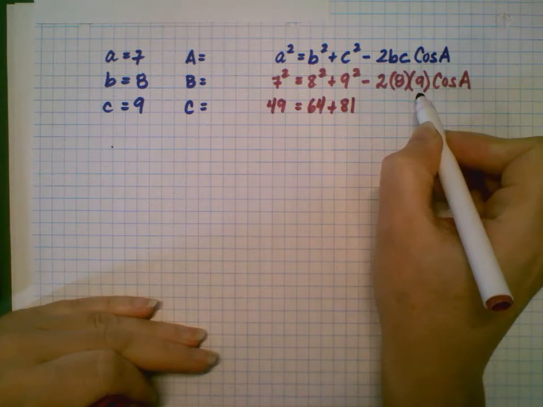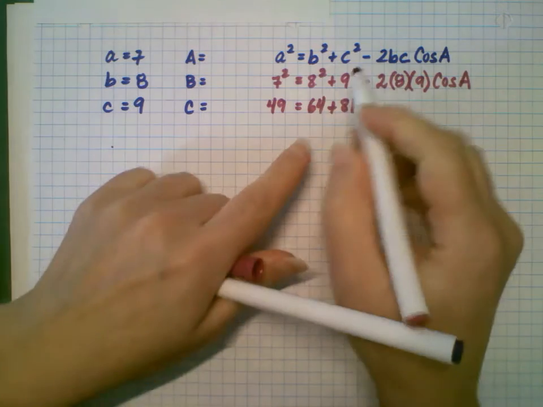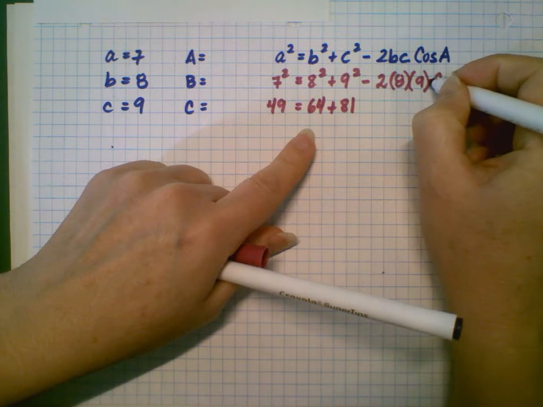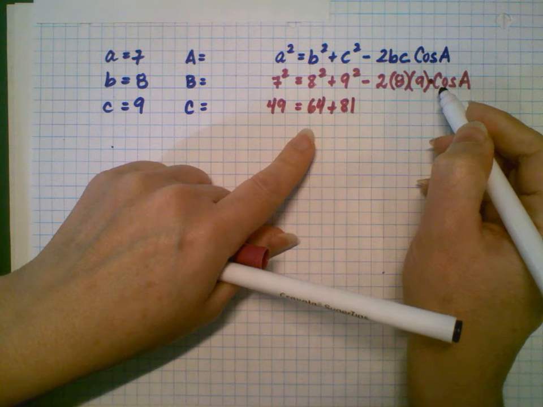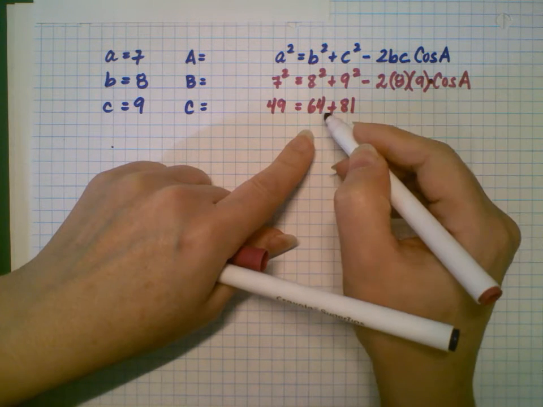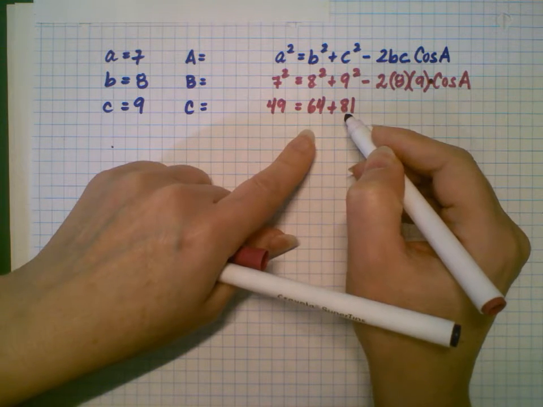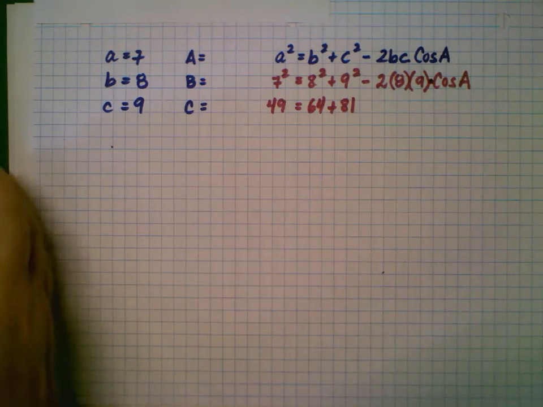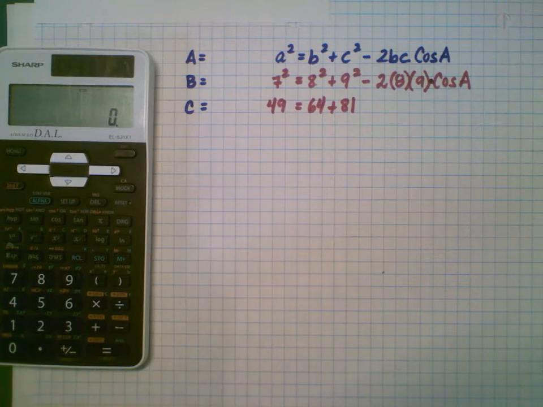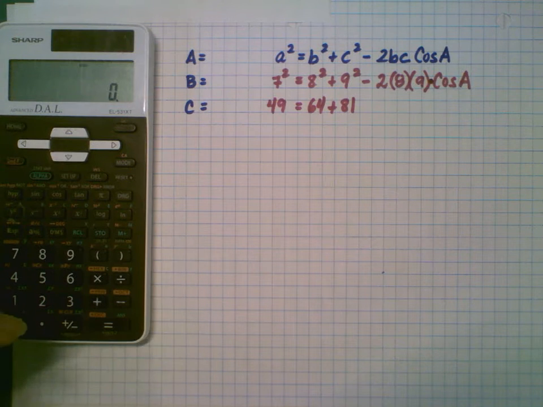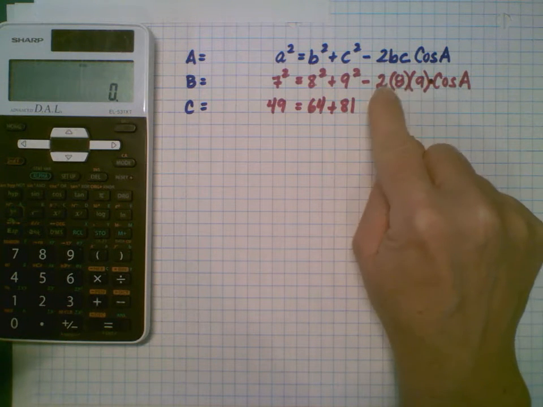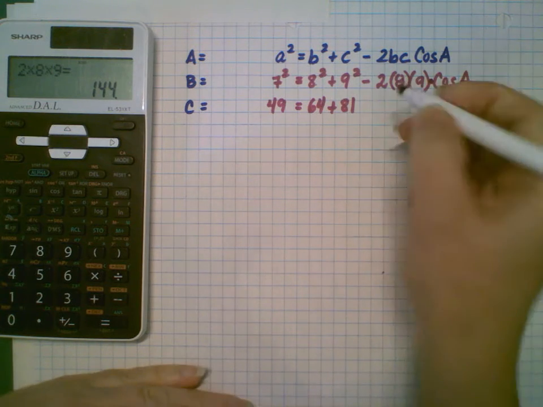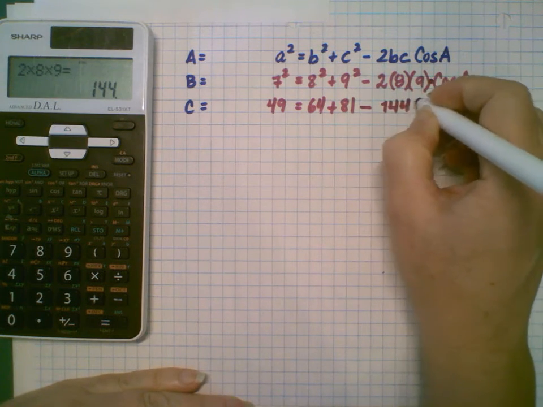Now this piece is where many students make an error, because we try to do the addition, 64 and 81, and then a subtraction from there. However, the 2 times 8 times 9 is joined to the cosine by a multiplication. So I cannot just combine it with these two, 64 and 81, with an addition or a subtraction. I'm going to have to deal with that multiplication piece before I can do that addition, based on the order of operations. So I can simplify the 2 times 8 times 9. That's 144, so I've got minus 144 cosine A.